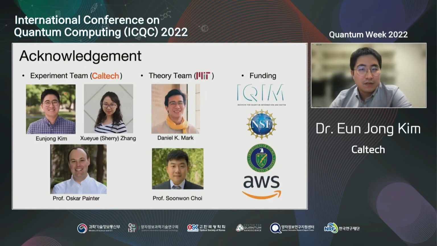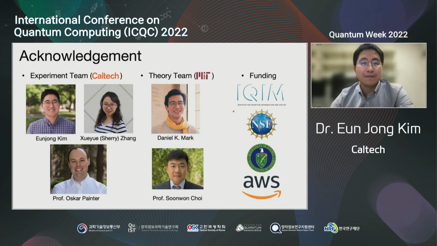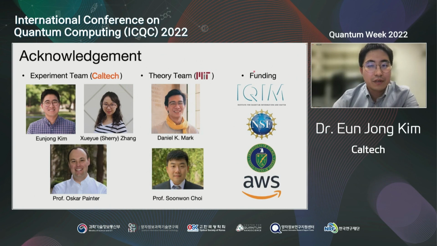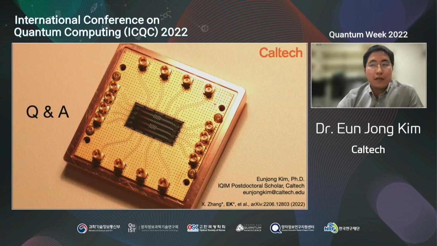I would like to conclude the talk by acknowledging the people who were involved in this work. The experiment was led by myself and the grad student Cherry Zhang in Professor Oscar Painter's group at Caltech. We appreciate numerous theory support from Professor Soonwon Choi and grad student Daniel Mark at MIT. We gratefully acknowledge funding from IQIM, the Department of Energy of the United States, and Amazon Web Services. This is the end of my talk, and I'll be happy to answer any questions.